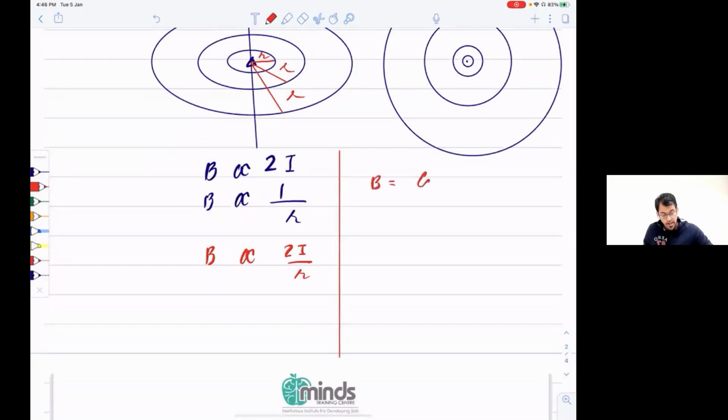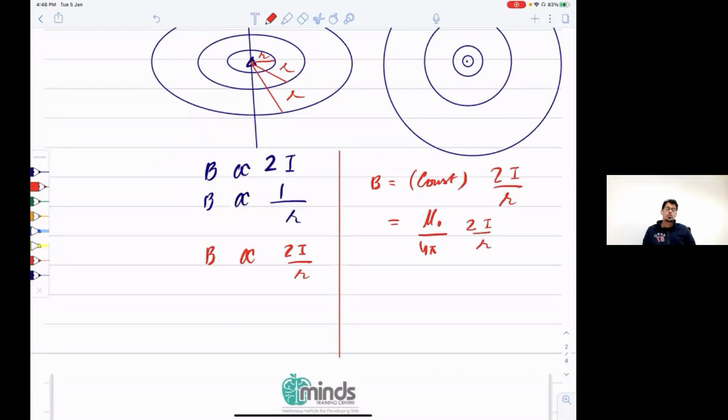When we convert proportionality, we need to put some constant. This is 2I over R. This constant is mu naught over 4 pi. What is this mu naught? I will explain. Mu naught over 4 pi into 2I over R. If you simplify this thing, you will be getting mu naught I over 2 pi R.